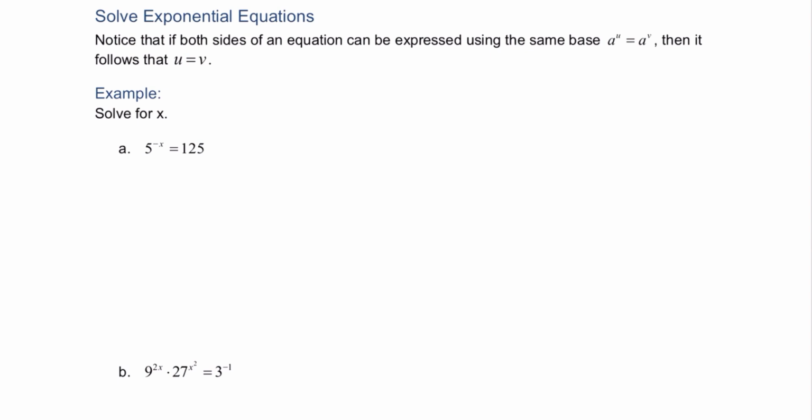Notice that if both sides of an equation can be expressed using the same base, like we have here, a to the u equals a to the v, then it follows that u equals v. We can simply drop the bases and set the exponents equal to each other and then solve.